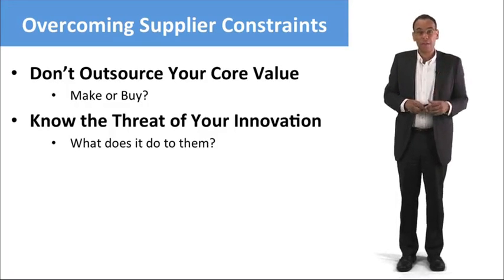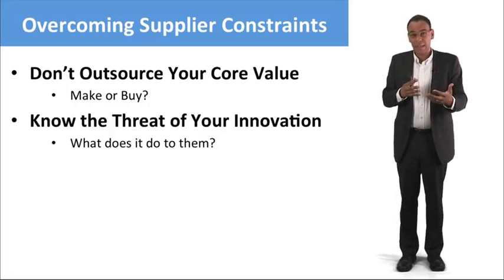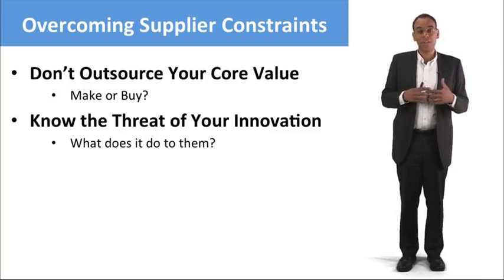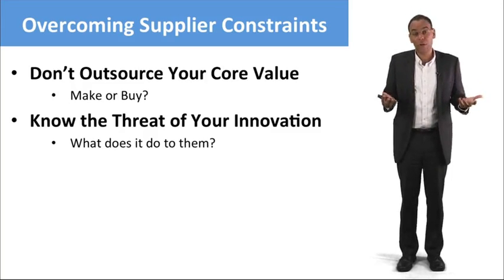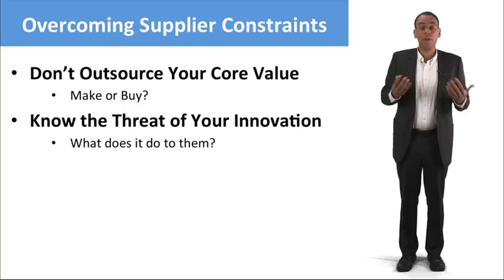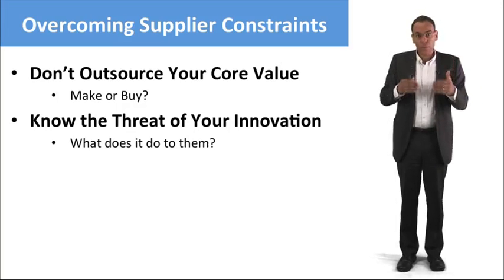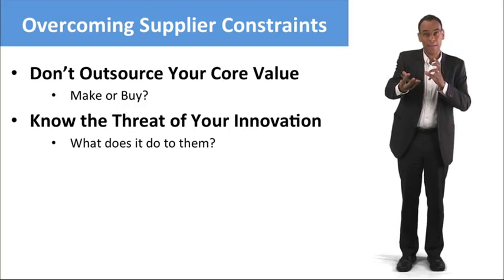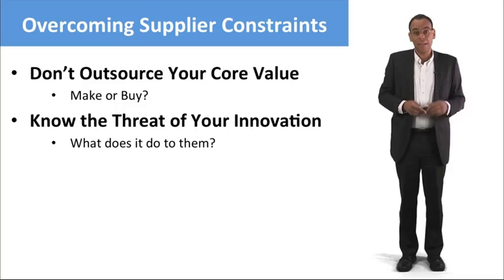Also, we need to know the threat of our innovation. When we propose innovations, it's going to threaten our suppliers. And so what does it do to them? Does it make them feel like not professionals anymore? Does it drive down their costs? Does it drive up their costs? Does it drive down their profit? And if we know that, we're much more likely to be able to mitigate the threat. We might be able to understand how they're likely to behave with this innovation in mind.